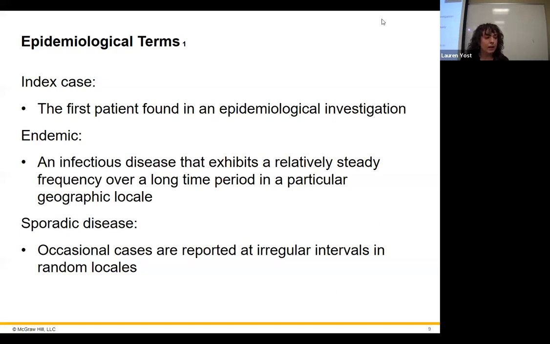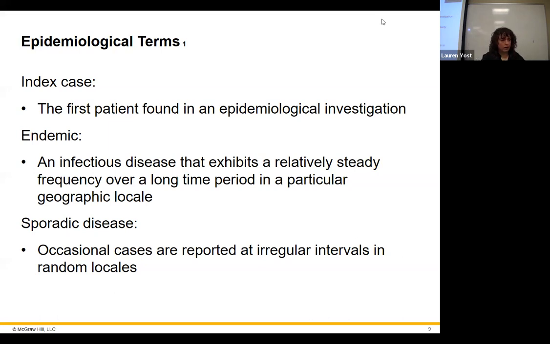Endemic means it's going to be a relatively steady frequency over a long period of time. If you found out somebody in here had the flu, would you be surprised? No, because we see it all the time here in Oklahoma. It's pretty much endemic all over the US. Anything like that, a disease that would not be surprising to find in that area, you could probably call endemic.